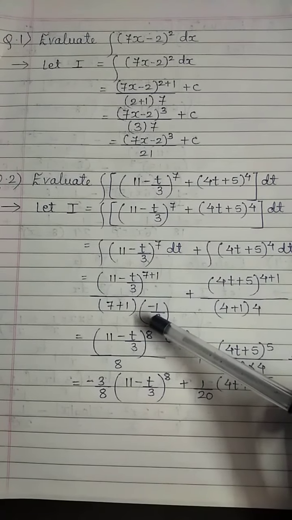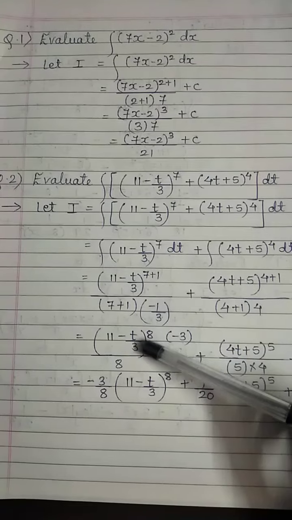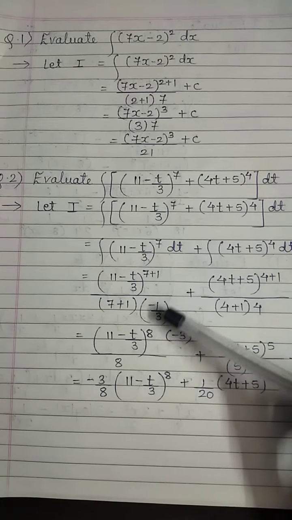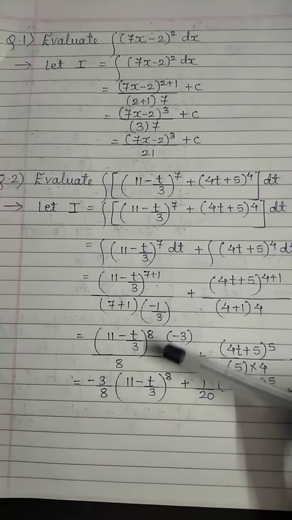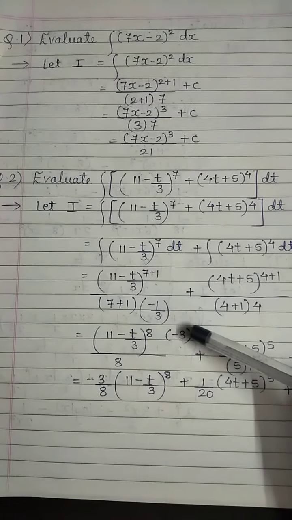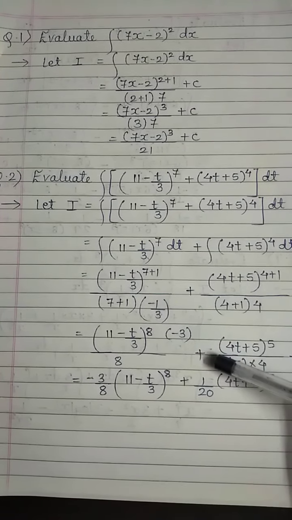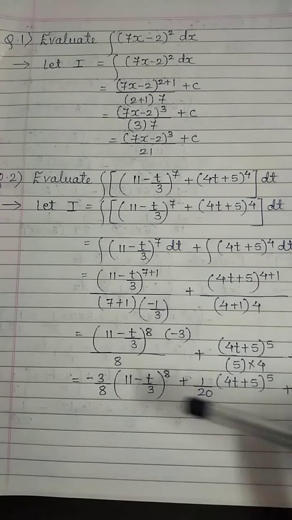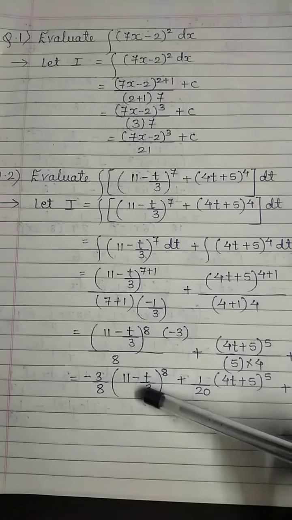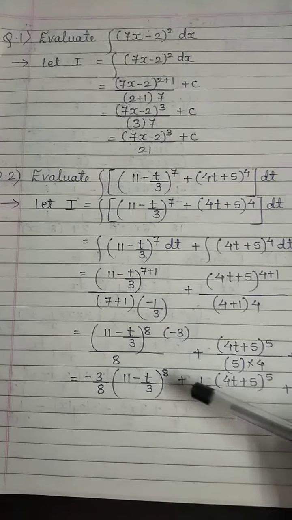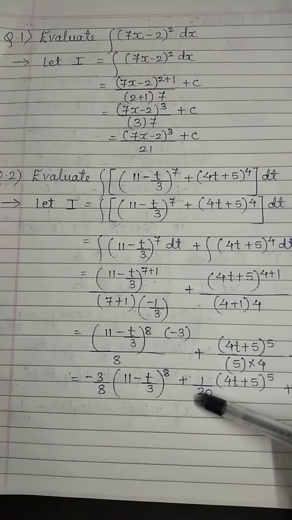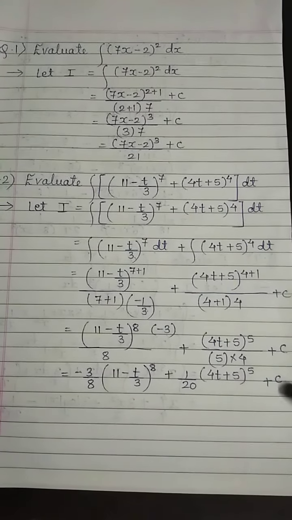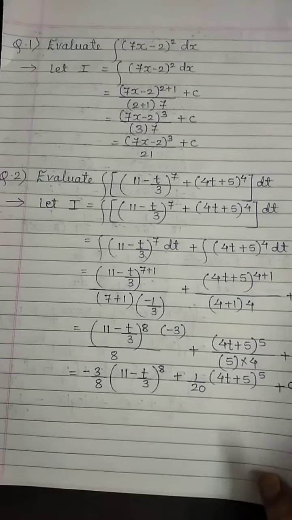So after simplification we will get ((11 − t)/3) bracket raised to 8 upon 8 into this −1/3. The term which is in the denominator will become −3 when we write that term in the numerator, plus (4t + 5) bracket raised to 5 upon 5 into 4. So −3/8 ((11 − t)/3) bracket raised to 8 plus here we can write 1 upon 20, since 5 fours are 20, so 1/20 (4t + 5) bracket raised to 5 plus c, that is the constant of integration.